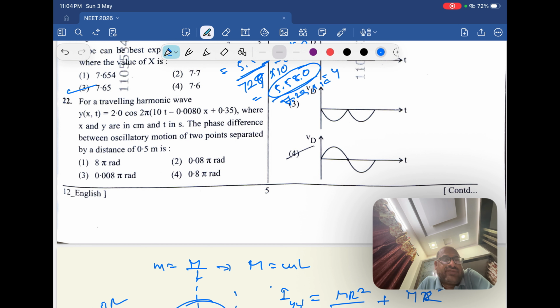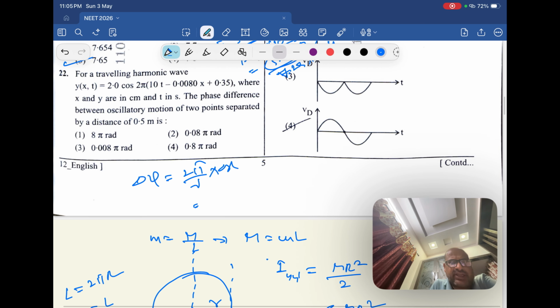Okay, the phase difference between the oscillatory motion of 2 points separated by a distance of 0.5 meter. So path difference and phase difference you know very well. Delta phi is equal to 2 pi by lambda into path difference. So you can use this formula, and here 2 pi by lambda is k, so delta phi is k into delta x. So k value, how much from this one?